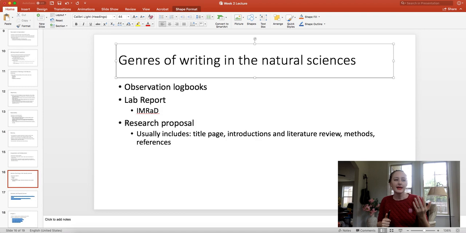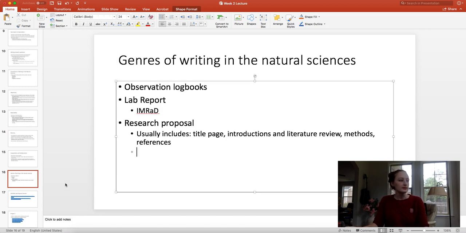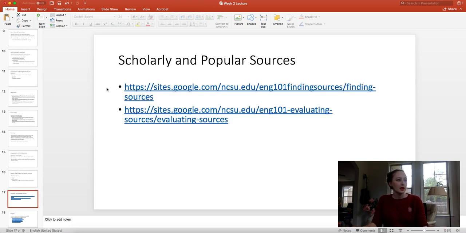And that will include a title page, an introduction, probably a literature review. And we're going to write a literature review this semester, but for the social sciences. It will include the methods that they plan to use in this experiment, and then references, so citing the research on this topic, which ties into the literature review. Okay, so that's research in the natural sciences, that's writing conventions in the natural sciences.